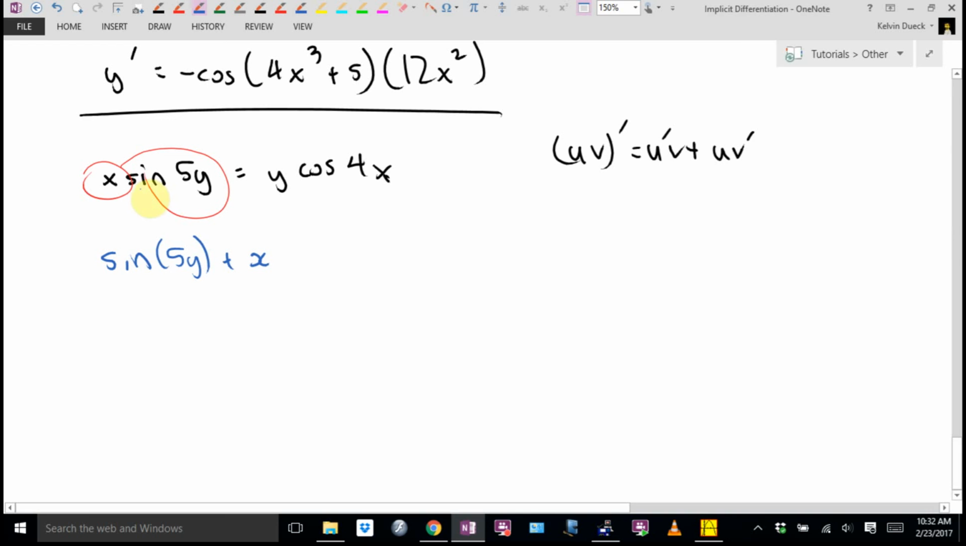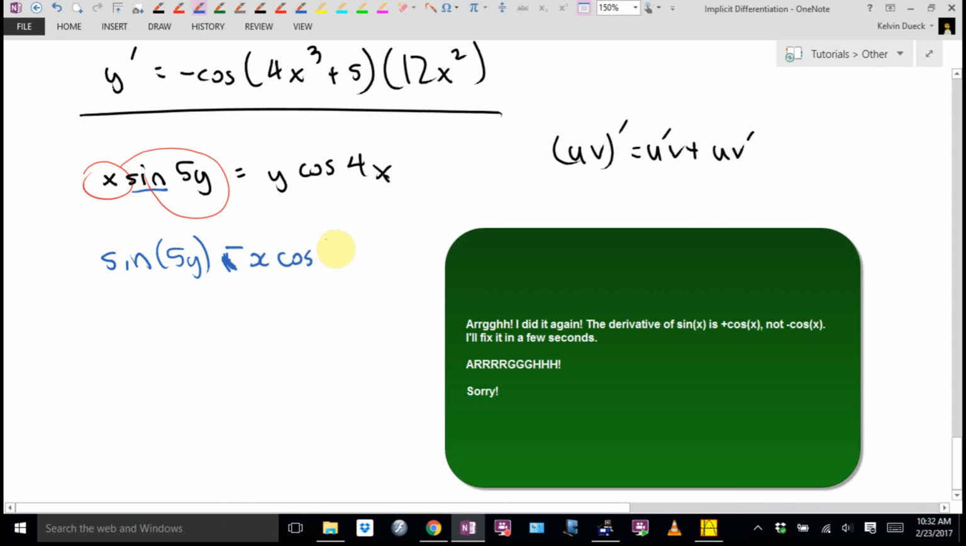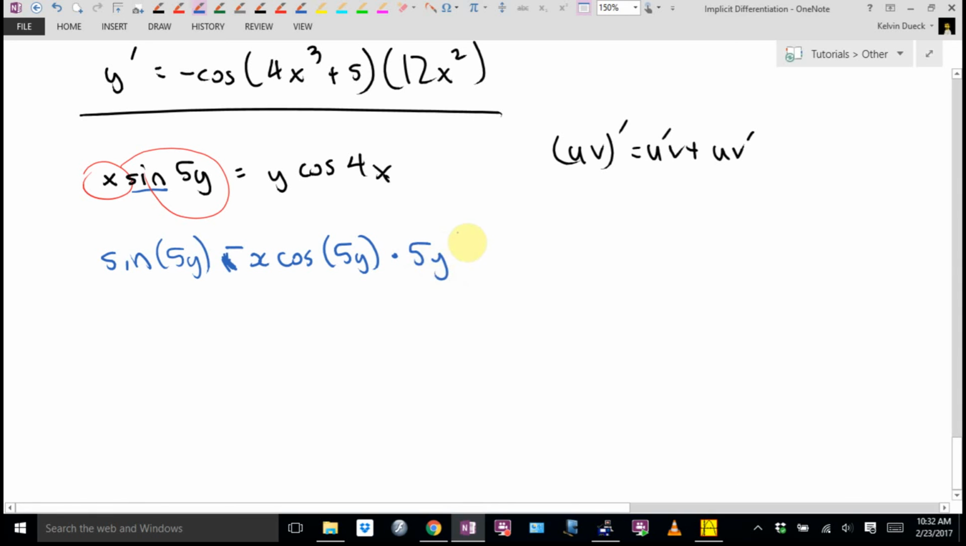Well, we're going to start on the outside. This is going to be a chain rule. What's the derivative of sine? Negative, and then I'll put the cos here. Rewrite what's inside. Times the derivative of what's inside. What's the derivative of 5y? And I'll get that y prime by itself later.